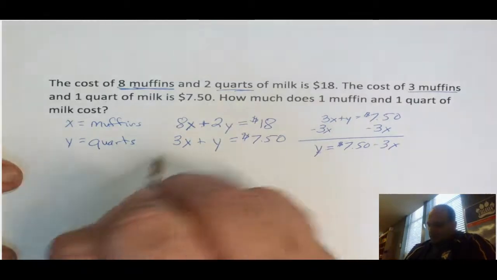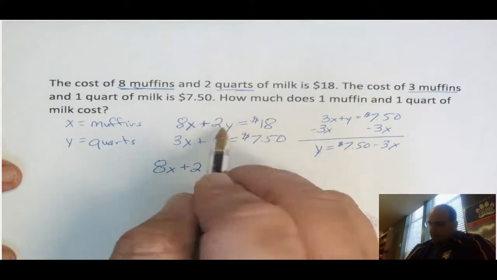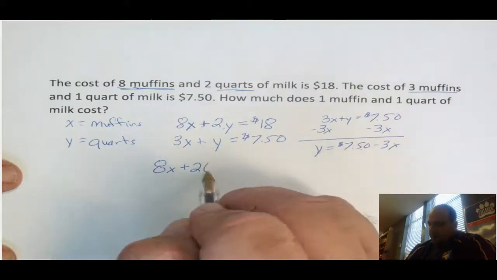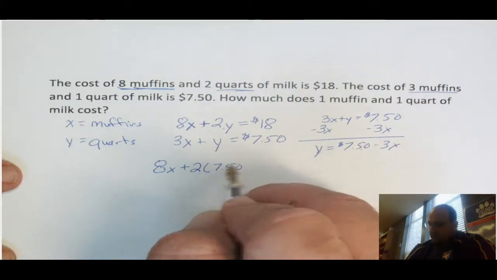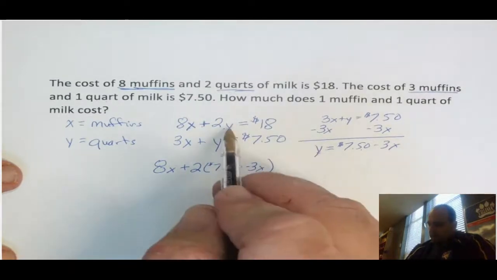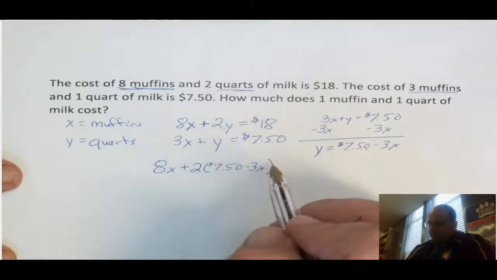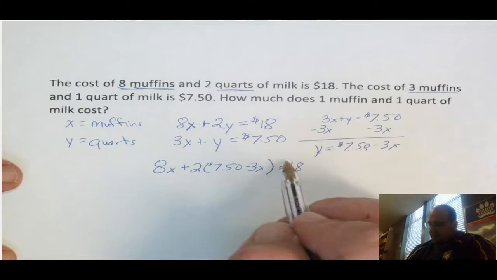Okay. Now that I know what y is equal to, I can substitute it in for this equation. So I'm going to rewrite that equation, 8x plus 2, and in place of y, I'm going to write what y is equal to, which is $7.50 minus 3x. So I substituted all of this in for y, and that equals $18.